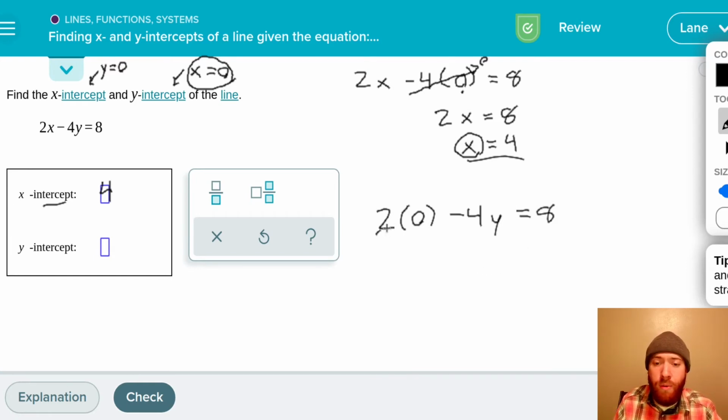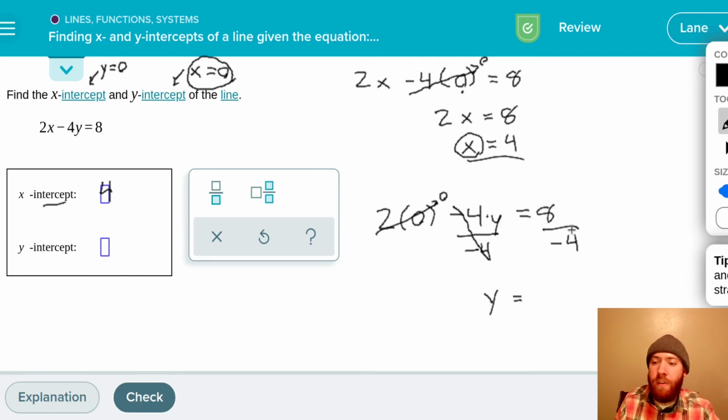Now 2 times 0 is 0, so this first part cancels out, and what we have left is negative 4y equals 8. In order to get the y by itself, since y is involved in multiplication, we need to use division. And what do we divide by? We divide by what we want to cancel out on the left-hand side. What we want to get rid of there is the negative 4. So we're going to divide both sides by negative 4. Then the negative 4's will cancel out, and on the left we'll have just y.